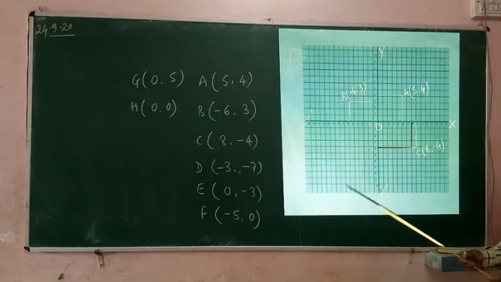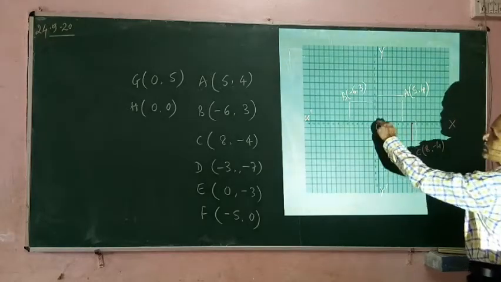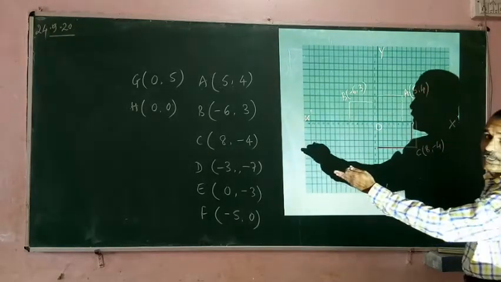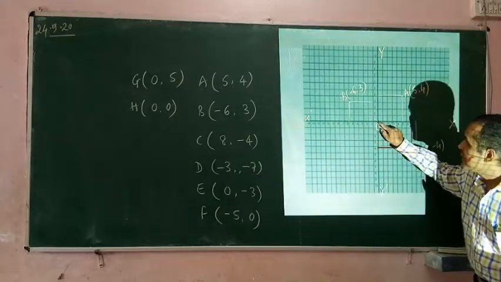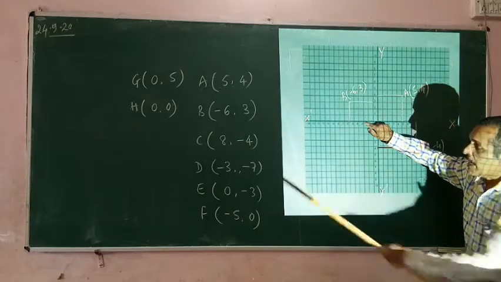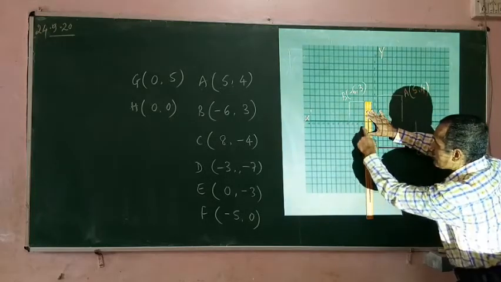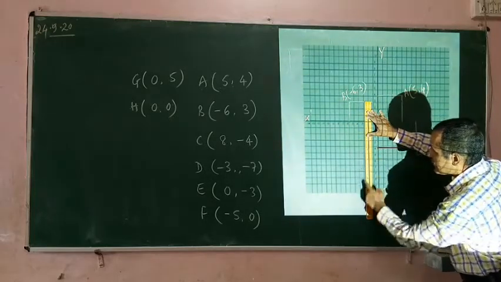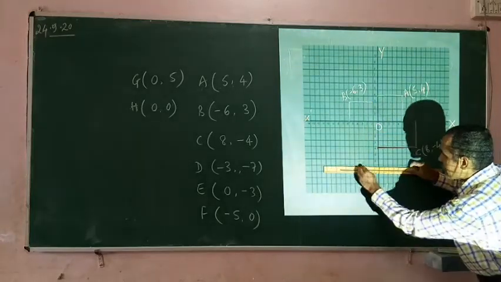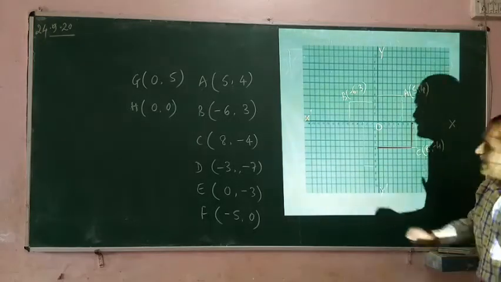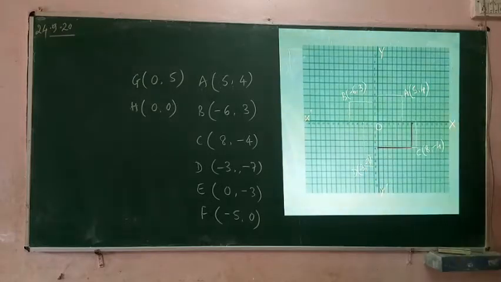Notice minus 3 minus 7. The point D minus 3 minus 7. Come on. Again I am at the origin. First I should go minus 3 on the x-axis. On the x-axis minus is towards this side. Minus 1, minus 2, minus 3. And down minus 7. From here I should go down to minus 7. Minus 1, minus 2, minus 3, minus 4, minus 5, minus 6, minus 7 up to here. I can join these. This point we say D minus 3 minus 7.